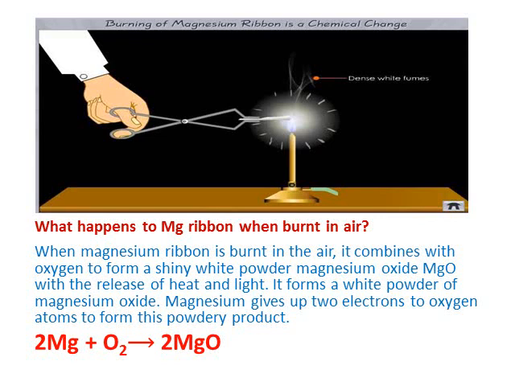When magnesium ribbon is burnt in air, it combines with oxygen to form white powder, magnesium oxide, MgO, with the release of heat and light. It forms a white powder of magnesium oxide. The magnesium gives up 2 electrons to the oxygen atom to form this powdery product. So if you are representing it in a chemical equation, 2 Mg plus O2 gives 2 MgO.